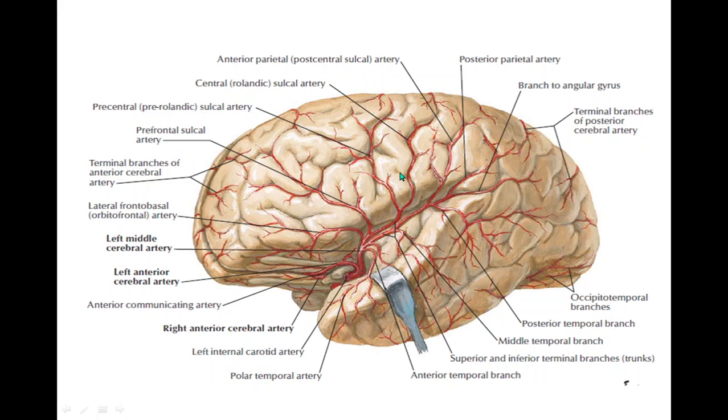It is the central sulcus, and anterior and posterior to it are the pre and post central gyri, where you have the sensory and motor areas. You even have the motor speech area, Broca's area, Wernicke's area, and the auditory area. All these important functional areas are supplied by the middle cerebral artery.